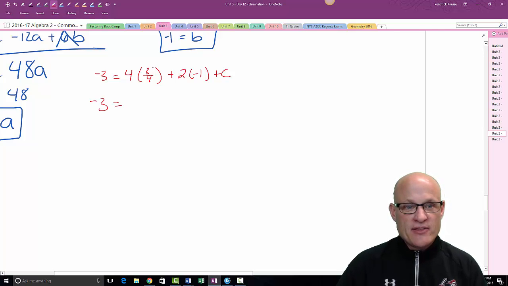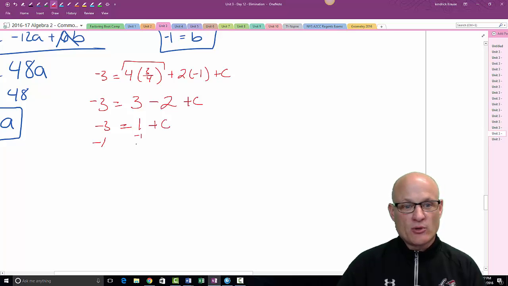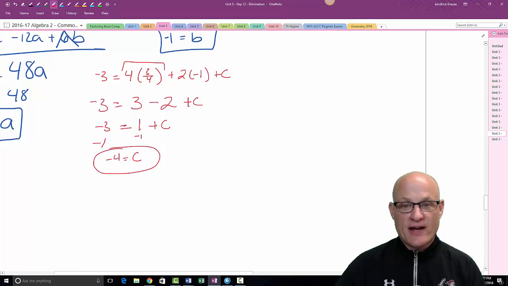Negative 3. This, if you put in your calculator, is equal to 3, not 1. So 3 minus 2 plus c. So negative 3 equals 1 plus c. Subtract 1. Subtract 1, I get c equals negative 4. And there we go. In fact, I have the right answer.